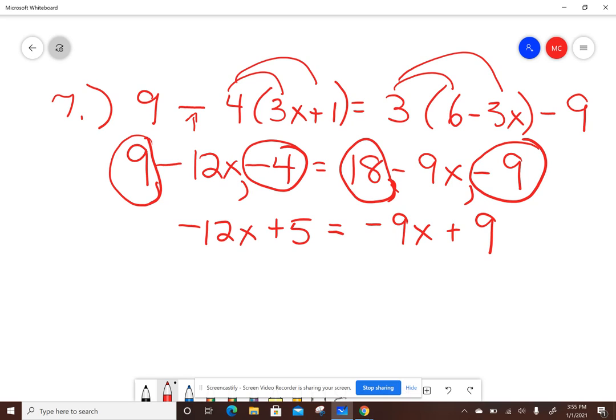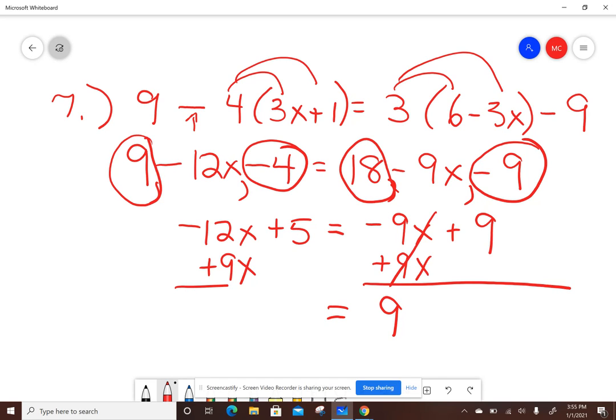Now, I want to zero out the variable. If I add 9x to this side, my variable goes away. But if I add 9x to that side, I have to add 9x to this side. That becomes a negative 3x plus 5.